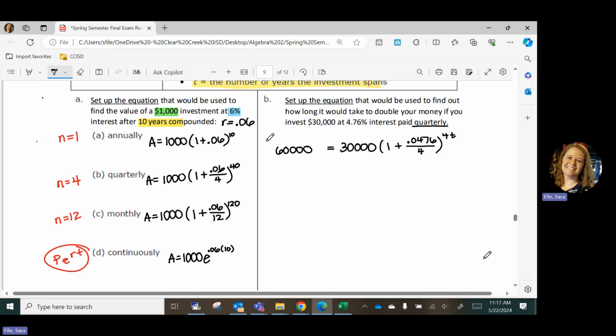Now, this could be simplified. What we would do to simplify this, because if I was going to try to solve this, I would need to isolate this exponential piece. I would need to get rid of this 30,000. How would I get rid of that 30,000 that's being multiplied? I would divide it over. And guess what? What is 60,000 divided by 30,000? 2, because we are doubling. So technically, this could be simplified to just this.